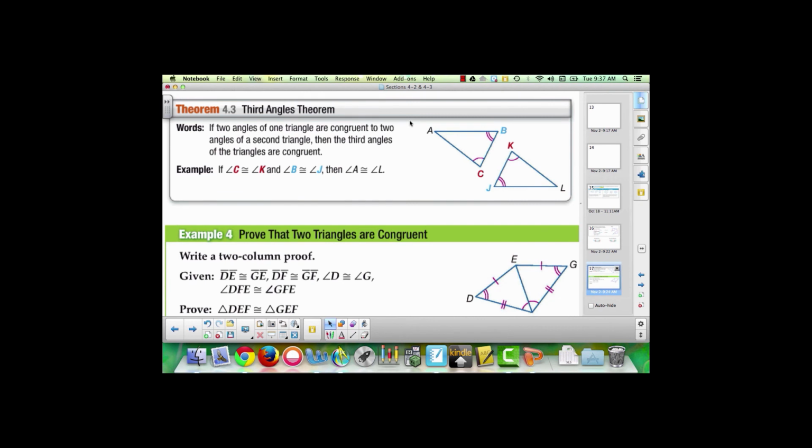Finally, I want to go over one last theorem in these sections, the third angles theorem. This theorem also comes from the triangle angle sum theorem. And it says that if 2 sets of angles between 2 triangles are congruent, the third set must also be congruent. This makes sense because if these 2 are congruent, these 2 would have to be the same measure in order for both sets of angles to add up to 180 degrees.